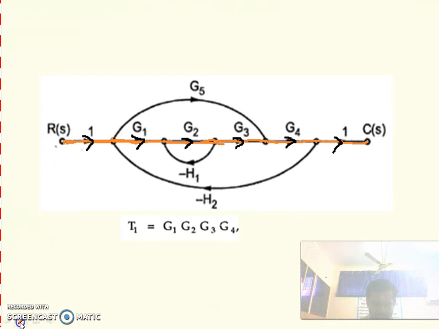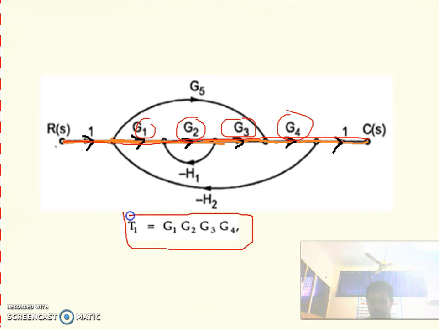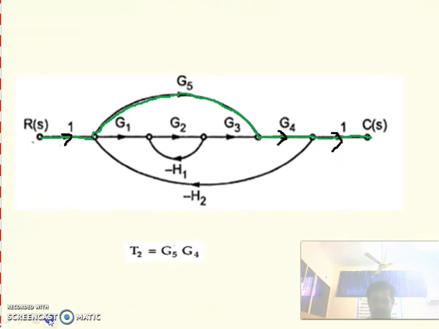This is the first forward path from R(S) to C(S). The gain of this forward path we can take as T1. Its gain is G1, G2, G3, G4. This is 1, so no problem. 1 into G1, G2, G3, G4 is G1, G2, G3, G4. So the forward path gain of forward path 1 is G1, G2, G3, G4. Now we are going to find the next forward path. This is the next forward path.